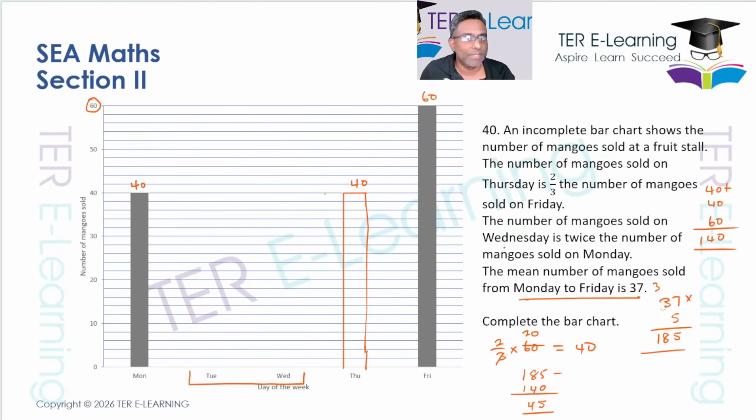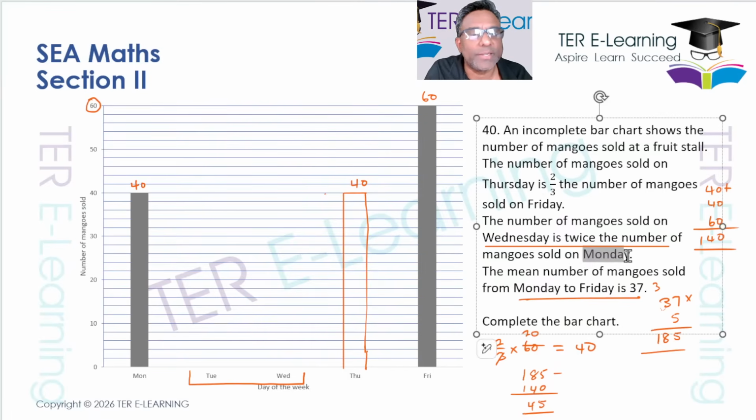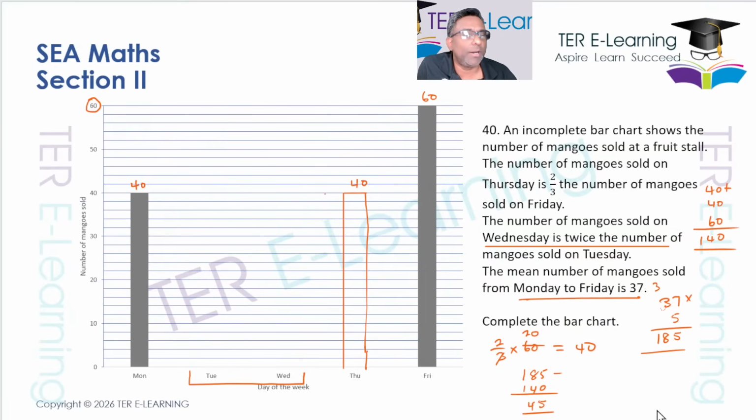What else did they tell us? They said the number of mangoes sold on Wednesday is twice that sold on, sorry, it should have been Tuesday, sorry. So the number of mangoes sold on Wednesday is twice the number sold on Tuesday, right? So how are we going to do this? We have Tuesday and we have Wednesday, right? Now, when they tell us things like this, where twice the number is sold on Tuesday, right?